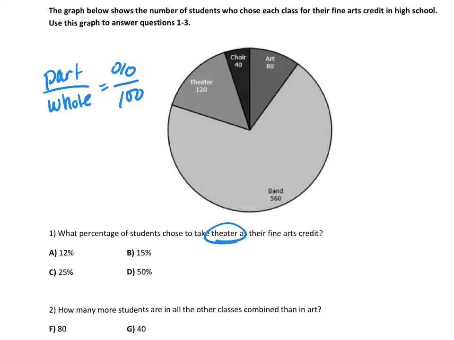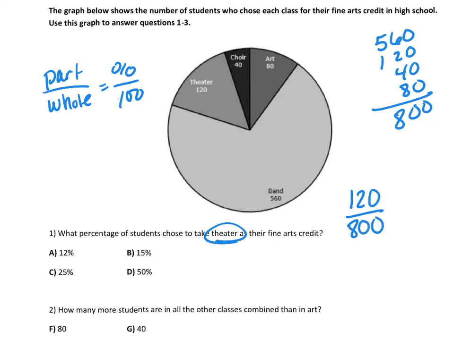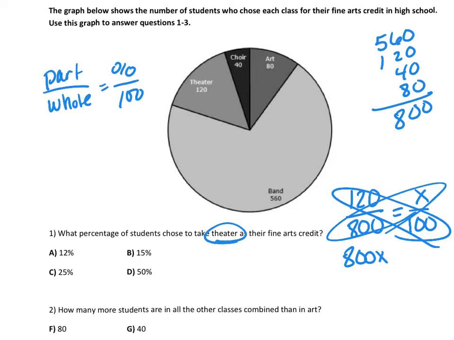Okay, so theater is 120 students out of 800 total students, because you would add all 560, 120, 40, and 80 together and you would get 800 students total. So 120 out of 800 equals X out of 100. Okay, we would cross multiply and divide. So I would say 800x equals 120 times 100, which is 12,000.